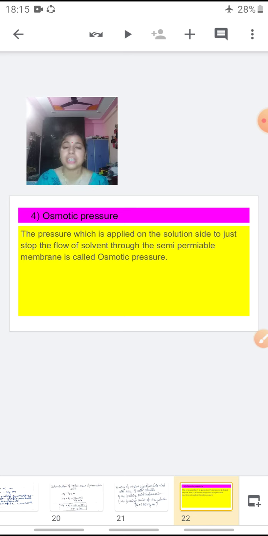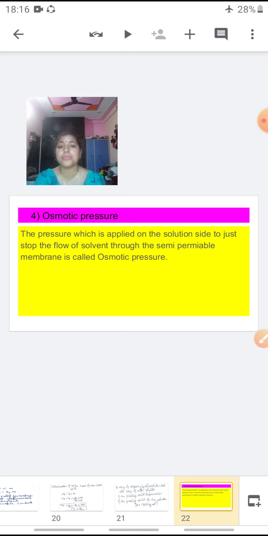Now children, do you know the meaning of osmosis? What is osmosis? Yes, it is the movement of solvent particles from the region of its own higher concentration to the region of its lower concentration through a semi-permeable membrane. Is that clear? Now, in other words, you can also define osmosis as the movement of solvent from solvent side to the solution side.